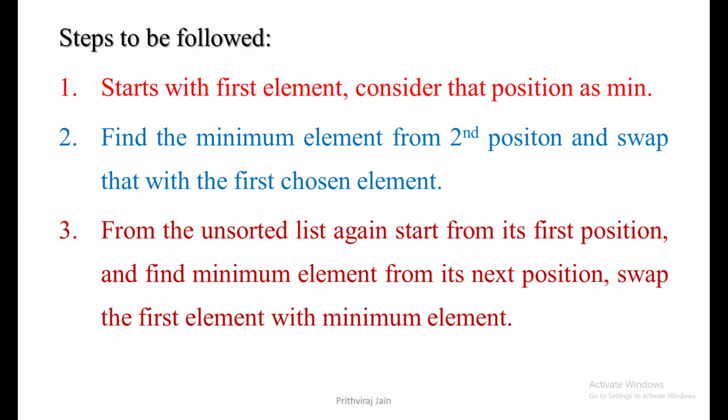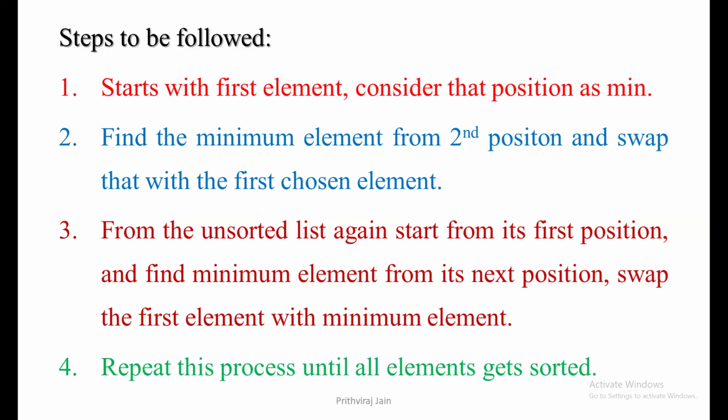Again, from the unsorted list, once again we have to start from its first position. Then we have to find a minimum element from the remaining elements, and again we have to swap that minimum element with the first chosen element. So we have to repeat this process until all the elements get sorted. This is how we have to perform the selection sort method.